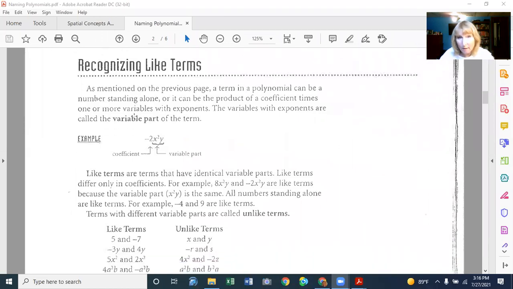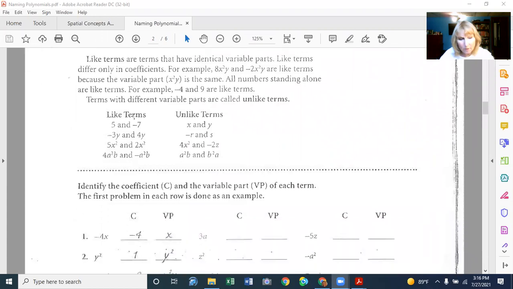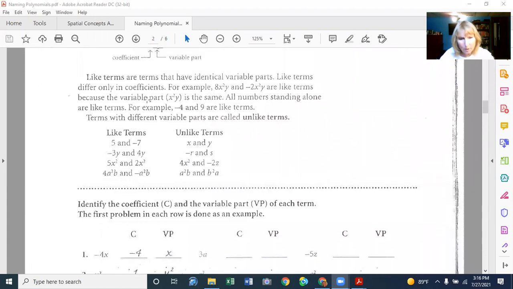Like terms have to be exactly alike. So let's just look at an example here. 5 and negative 7 are alike because they're both constants, they're both numbers. X and Y are unlike because they are different letters. Negative 3y and 4y right here are alike because they both end in a y. Negative r and s are unlike because they are two different letters.